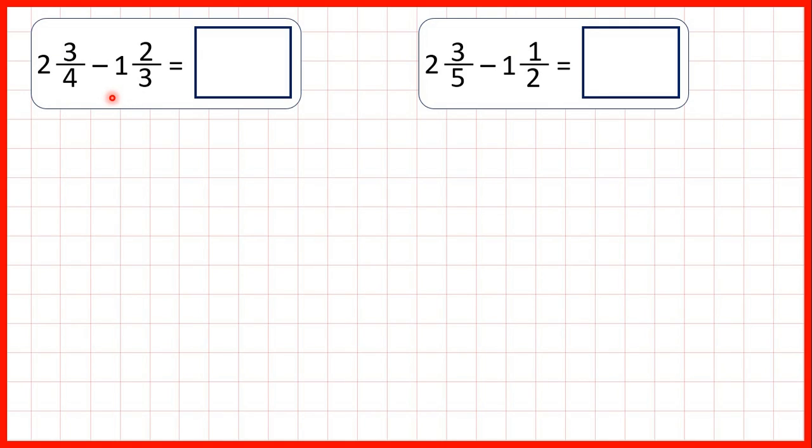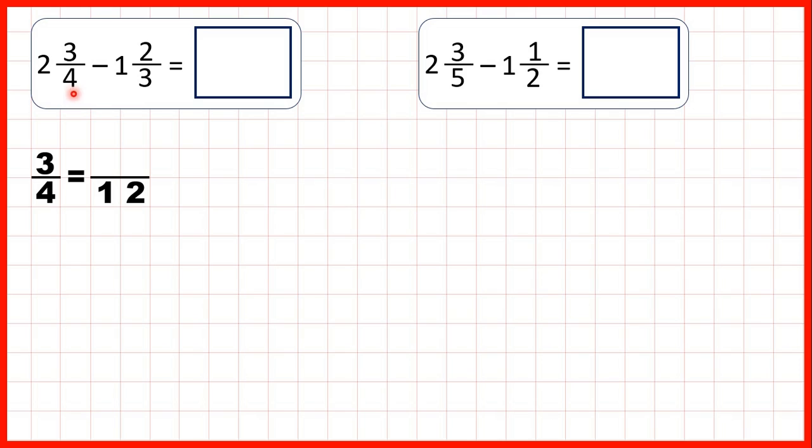Now we need to subtract mixed numbers. So we have 2 3/4 minus 1 2/3. But to subtract fractions, we need the denominators to be the same. So we need to find a common multiple of 4 and 3.